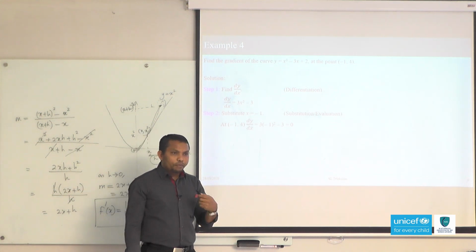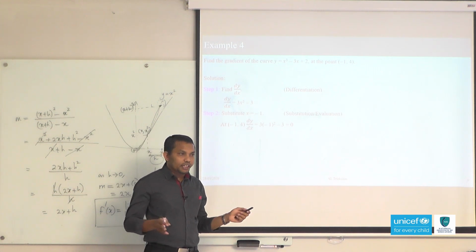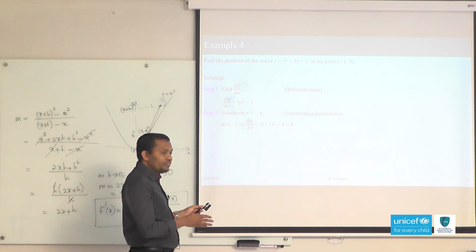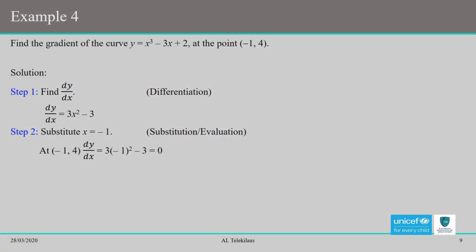One of the applications of differentiation is finding the gradient of the tangent and the gradient of the normal, or finding the equation of the tangent or the equation of the normal at a given point. Now, this example says find the gradient of the curve y equals x cubed minus 3x plus 2 at the point (-1, 4).